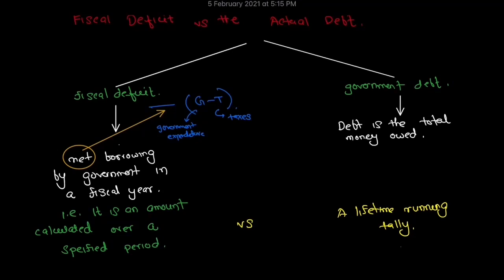This was fiscal deficit. And what is government debt? Government debt is basically the total debt, or the total money, that is owed by a country. It could be either to your local institutions itself or it could be from the world, but it is referring to the total debt that is owed by any country. Okay, so I have written here, if you can see carefully, that it is a lifetime running tally, correct? And for fiscal deficit, it is the amount that has been calculated only over a specified period of time. I hope this concept is clear by now.